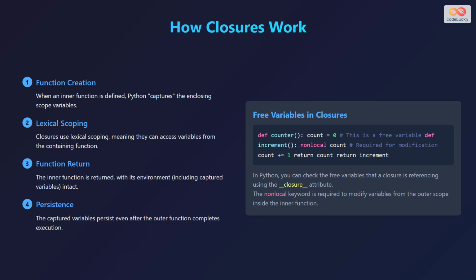Let's look at the free variables in closures. Here is an example. Define a function counter. Count equals 0. This is a free variable. Define a function increment. The nonlocal count is required for modification. Count plus equals 1. Return count. Finally, return increment. In Python, you can check the free variables that a closure is referencing using the __closure__ attribute. The keyword nonlocal is required to modify variables from the outer scope inside the inner function.